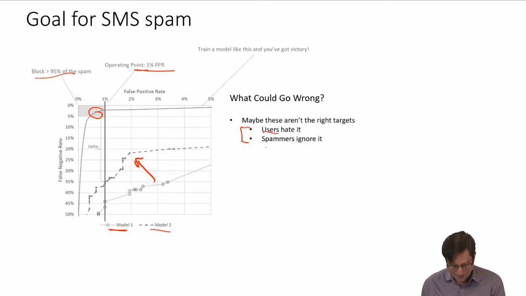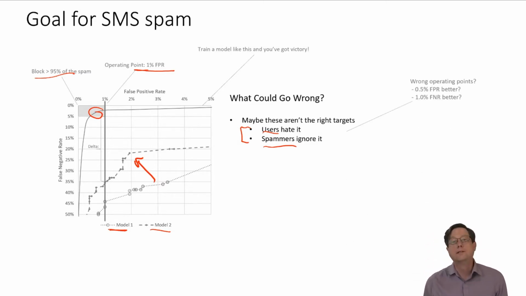And maybe spammers just don't care about this model. You say 95%, they're like, fine, I can run my business. You're not affecting me. And we're going to have a case study on spam filtering where we'll go through that whole thought process a lot more. But maybe, okay, well, fine. Maybe it's the wrong thing. So let's pick a different false positive rate.